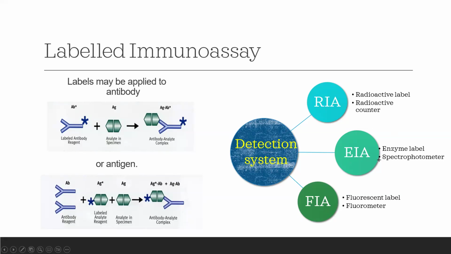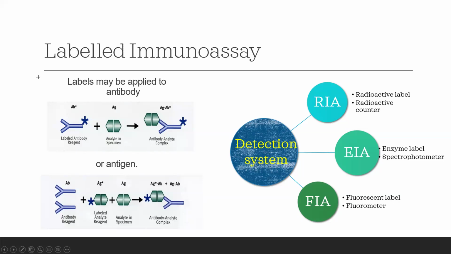EIA is enzyme immunoassay. The label is the enzyme, and we use a spectrophotometer to do the measurement. The basis of EIA is the change of color, so you need the spectrophotometer to do the measurement. FIA is fluoroimmunoassay. It uses a fluorescent label, and we need a fluorometer to do the detection.